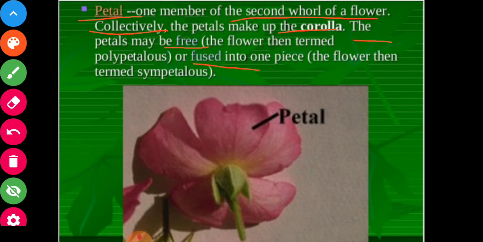So here you can see these are the free petals, and collectively they are called corolla, and they are the colorful part of the flower, and these are the parts which attract insects for pollination. So petals are collectively called corolla.